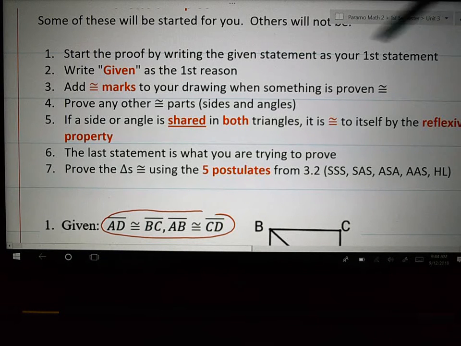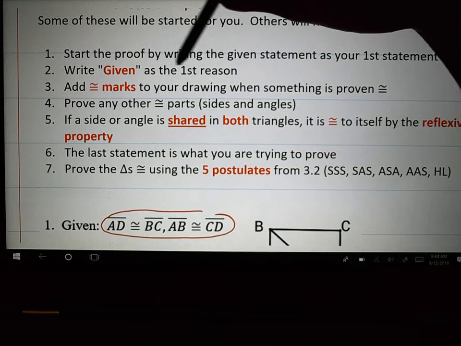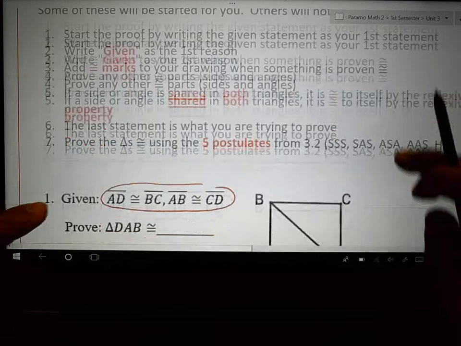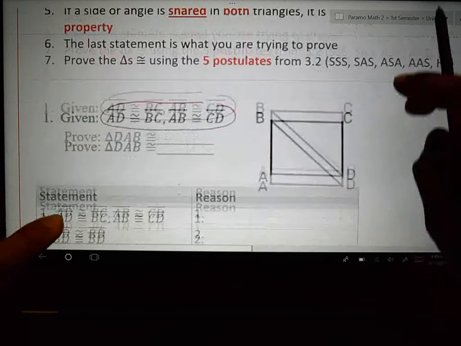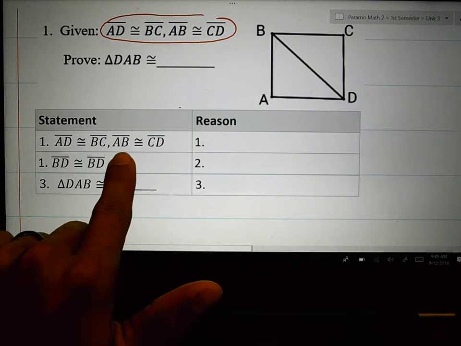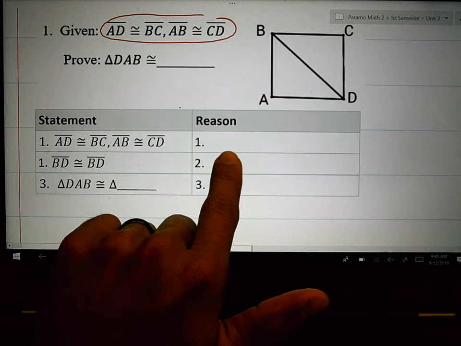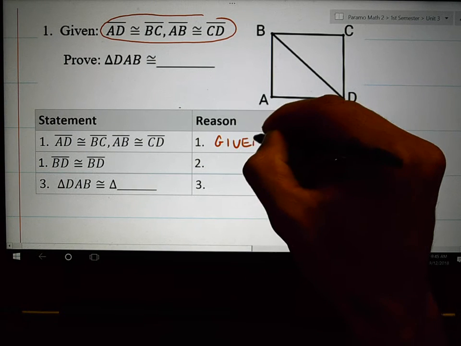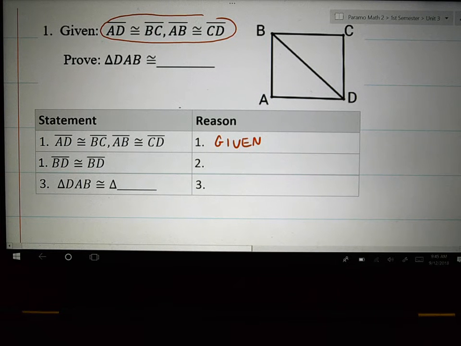Now, for the first reason, we're going to say the reason we know this is because it is given. Why do I know that AD is congruent to BC and AB is congruent to CD? Because it is given. That's what you wrote down for your second step.